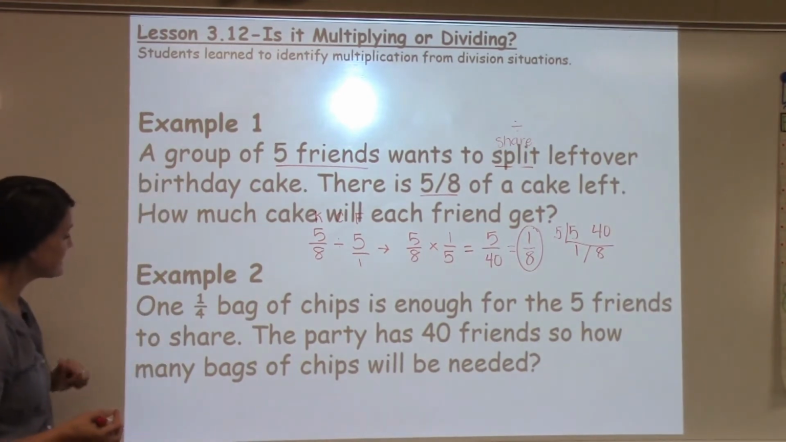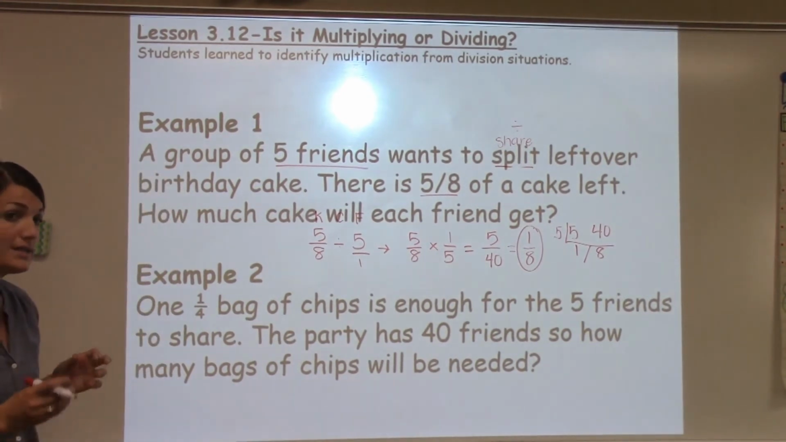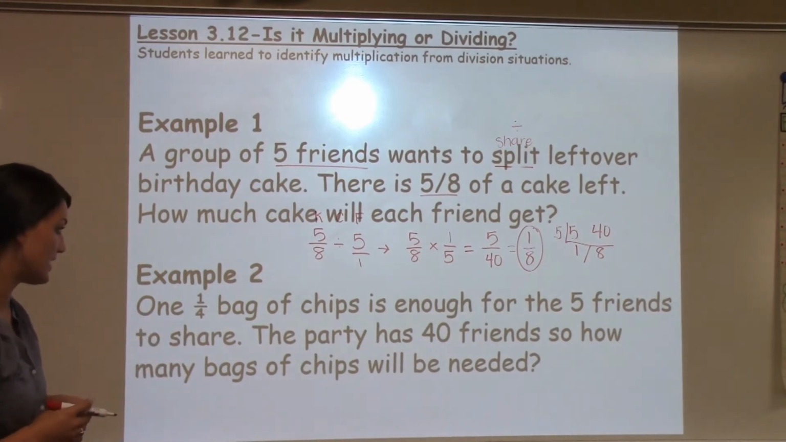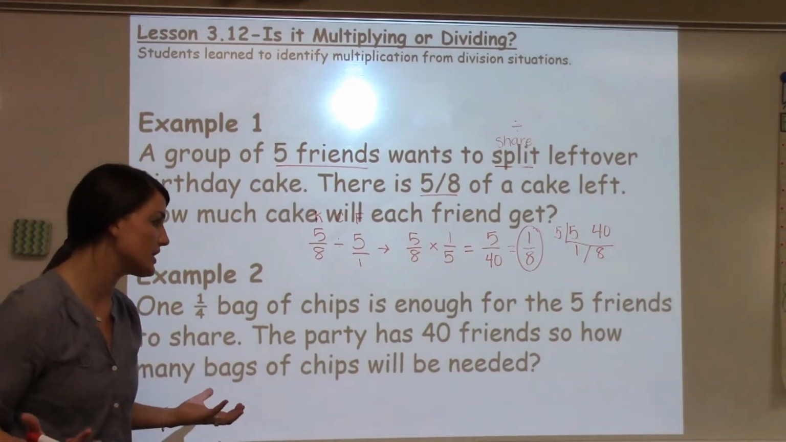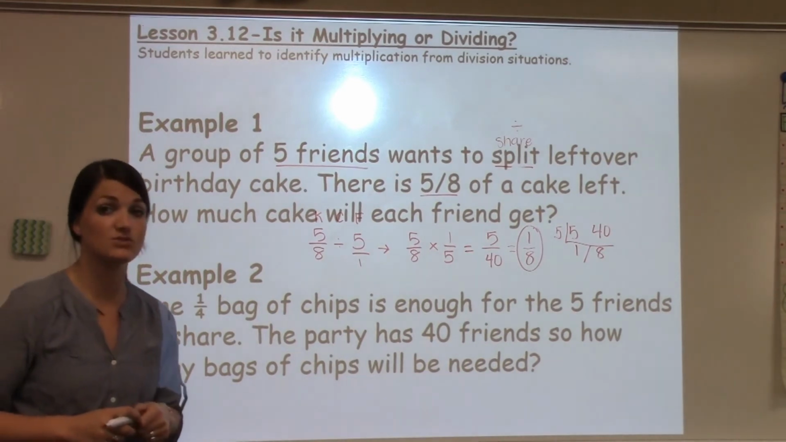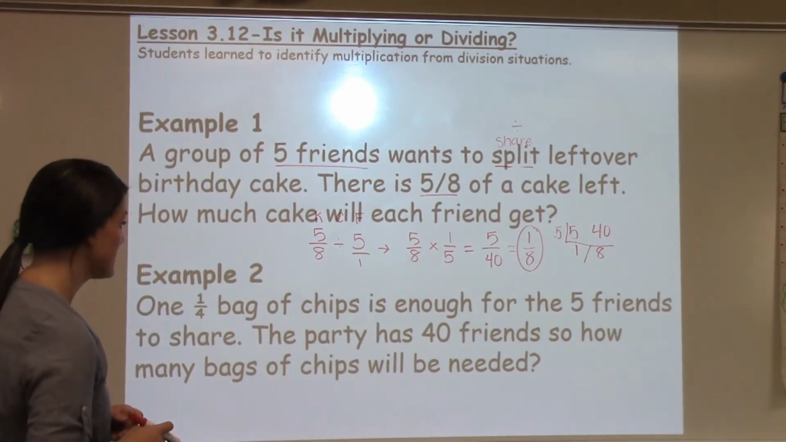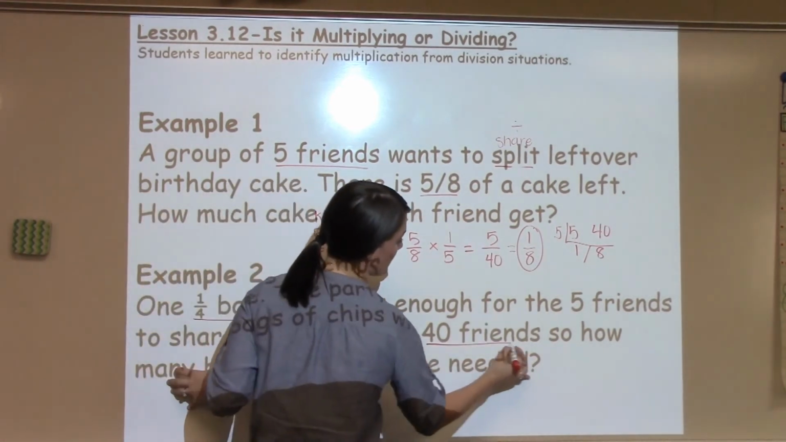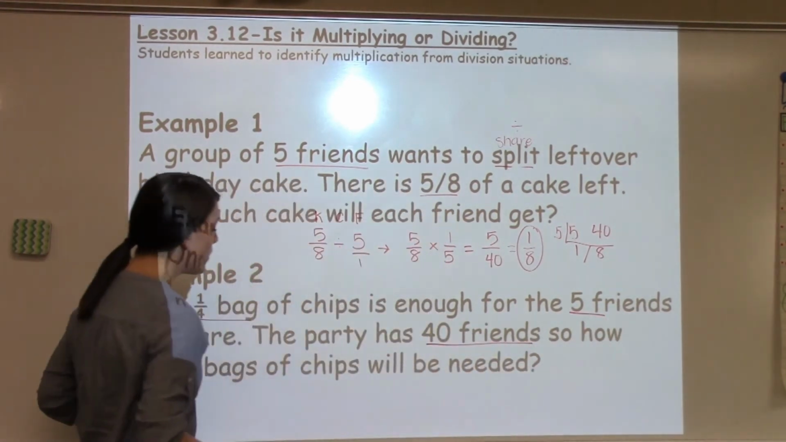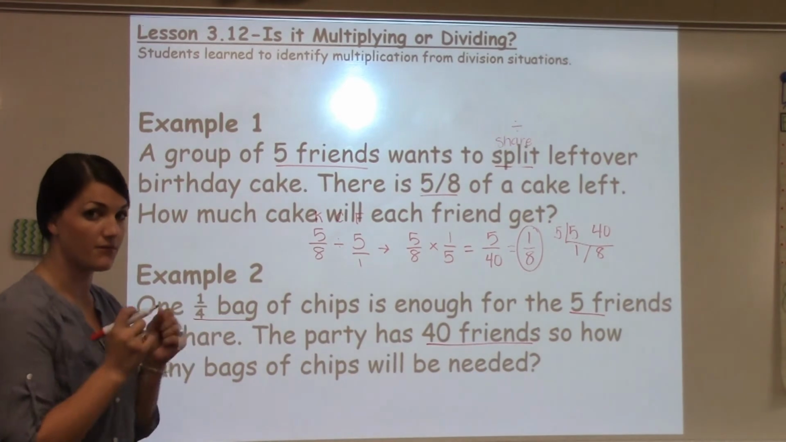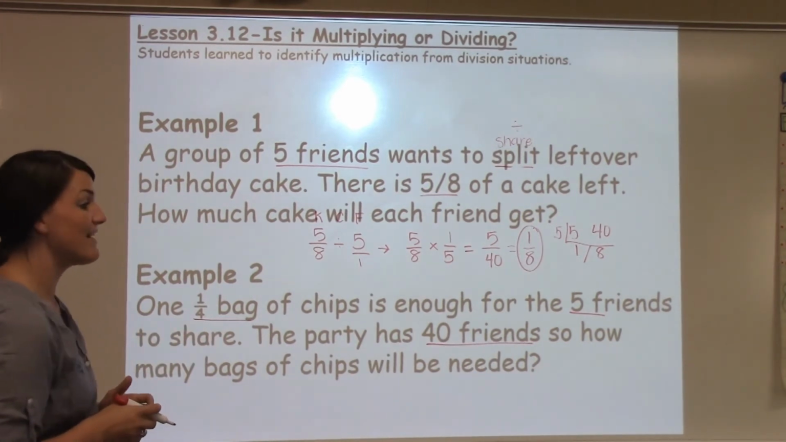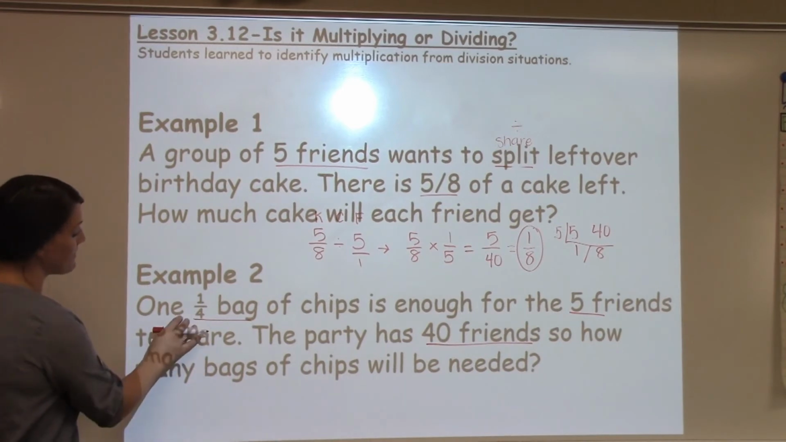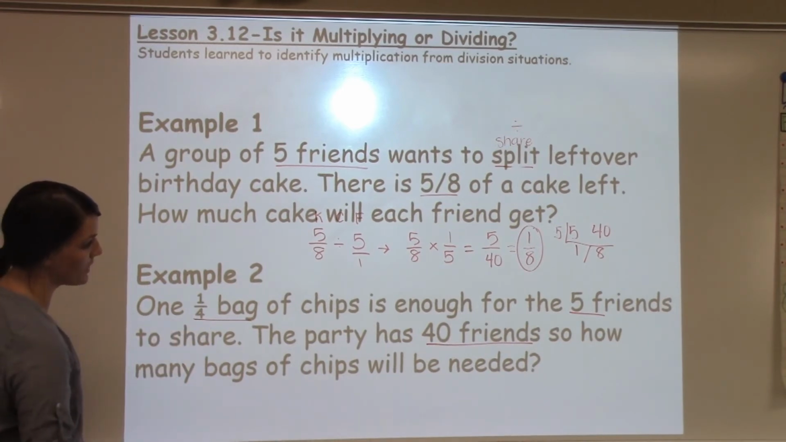All right, let's take a look at example 2. It says 1/4 bag of chips is enough for 5 friends to share. But the party has 40 friends, so how many bags of chips will actually be needed? So here I've got quite a bit of information that I'm going to need. 1/4 is enough of a serving for 5 people, but I have a party with 40 people. So I need to decide how many bags I would actually need to buy at the store.